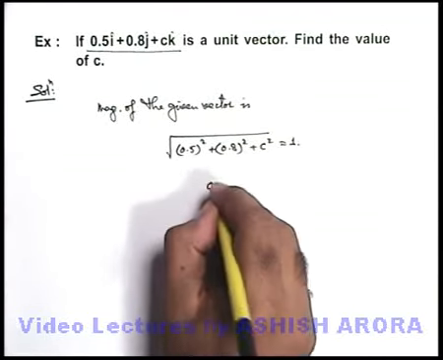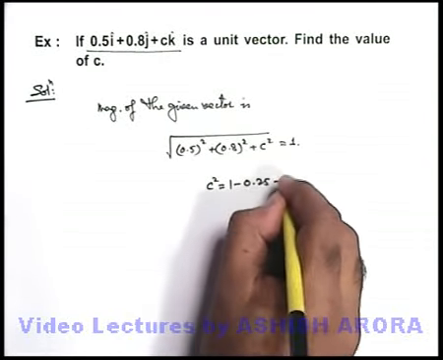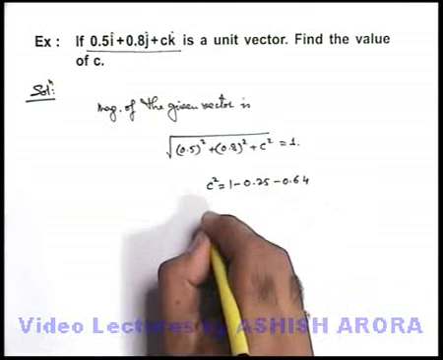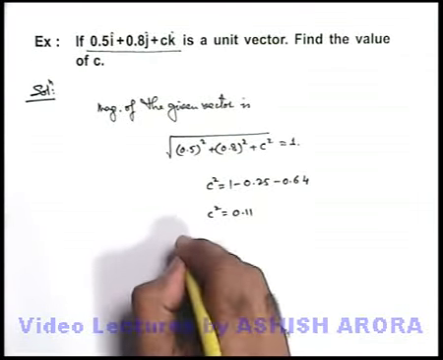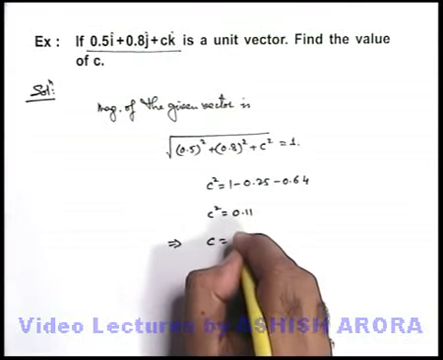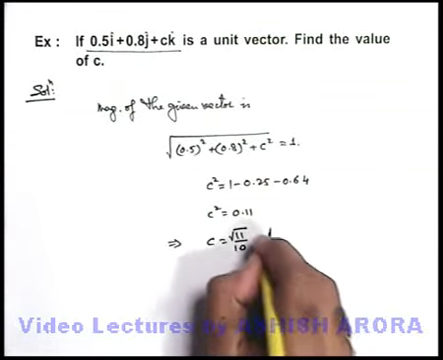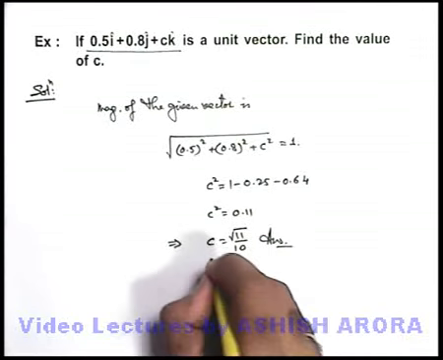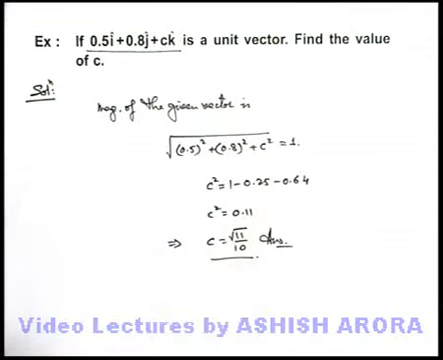So here we'll get the value of c square is equal to 1 minus 0.25 minus 0.64. That is, c square is equal to 0.11. This implies the value of c will be root 11 by 10. This is the answer to this question. We can directly evaluate it, as we know the magnitude of a unit vector is 1.